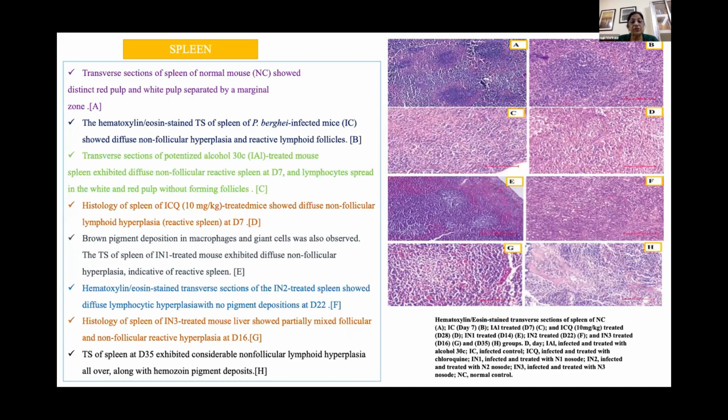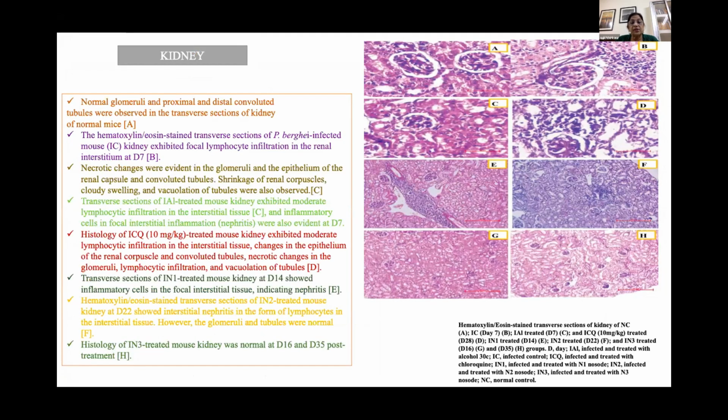Now, in the case of the spleen also, by day 35, you could see the non-follicular lymphoid hyperplasia, which was there in the infected animals, was all gone, and even the hemozoin deposition, which was seen in earlier stages, was also eliminated. In the kidney also, by day 35, the levels were normal.